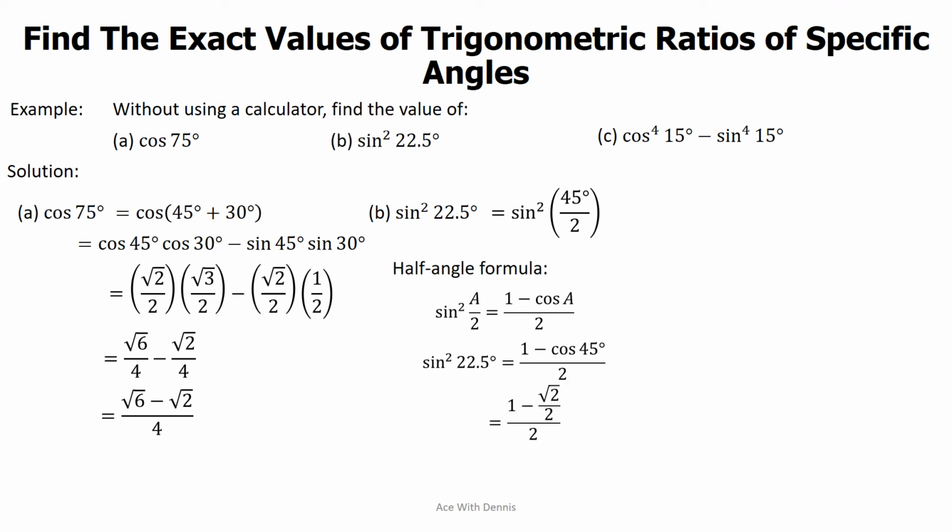Okay, and apply the value. Cosine 45 degrees is root 2 over 2. Okay, the value is (2 minus root 2) over 4.